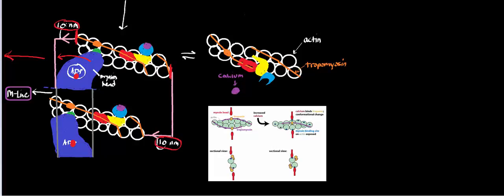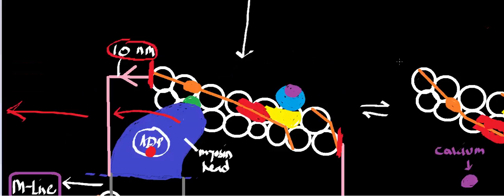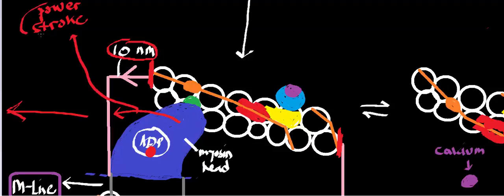And essentially what's going to happen is the power stroke is going to occur. So that's a good piece of terminology. So this movement right here, let me write this down. This movement where the myosin head rotates and pulls the thin filament with it, that's called the power stroke. That is called the power stroke.